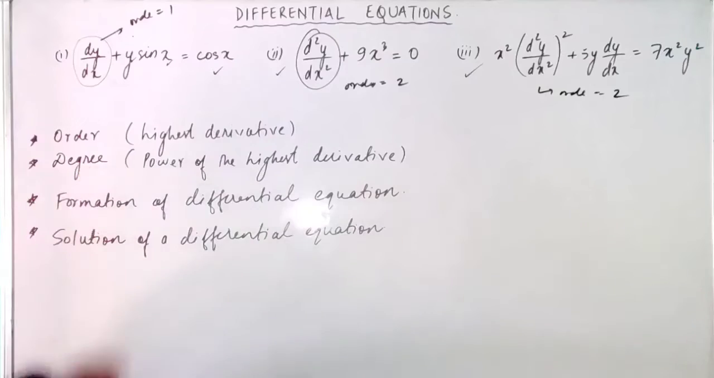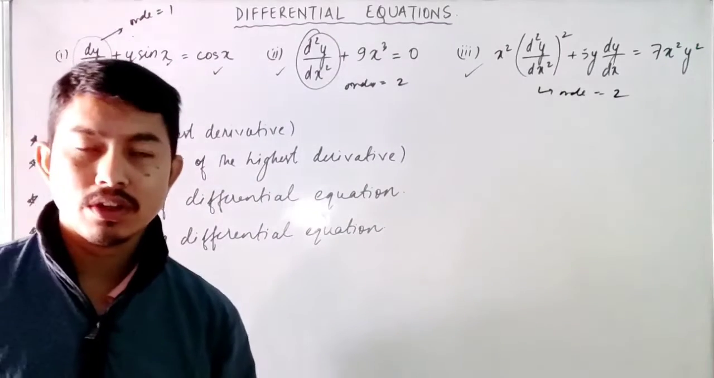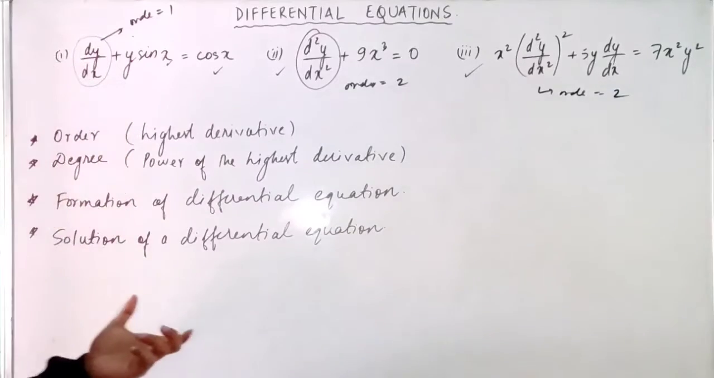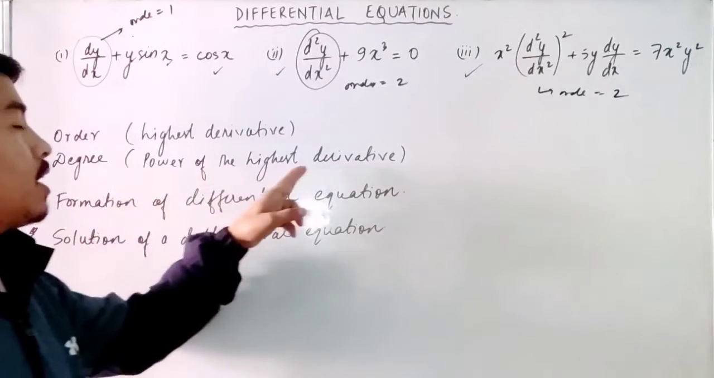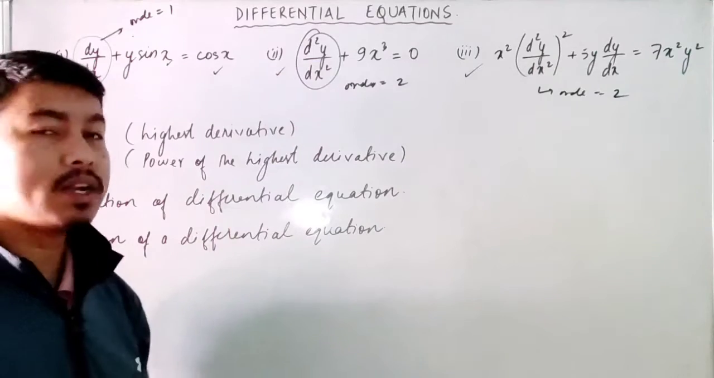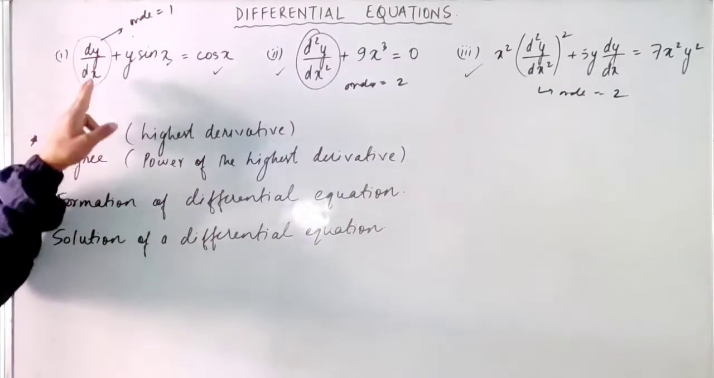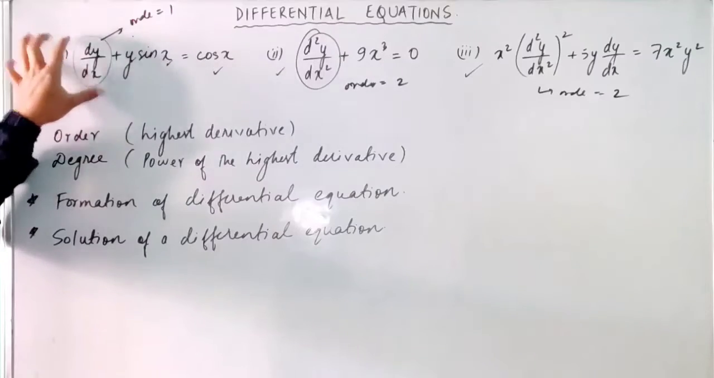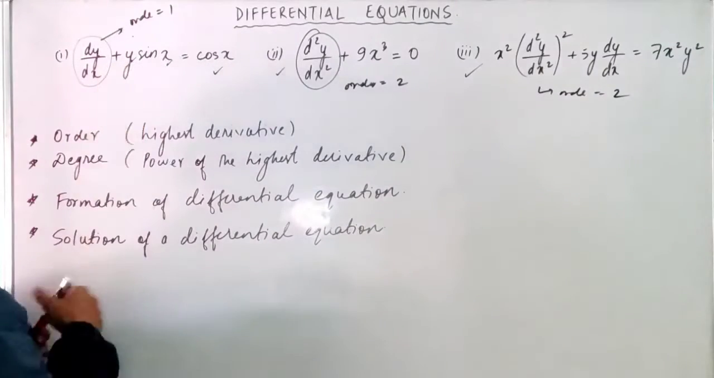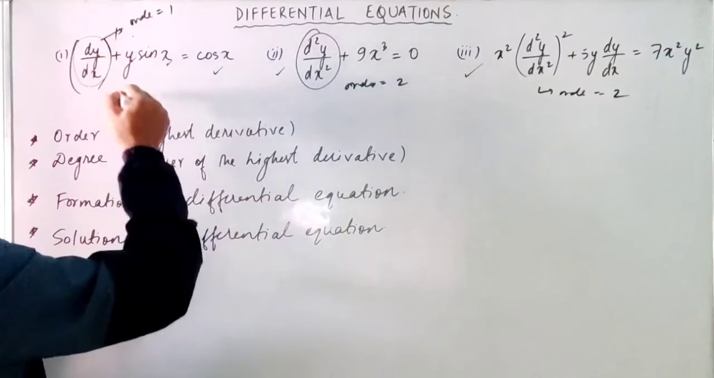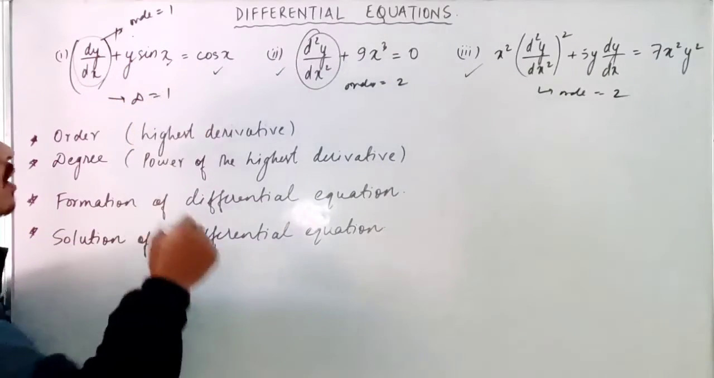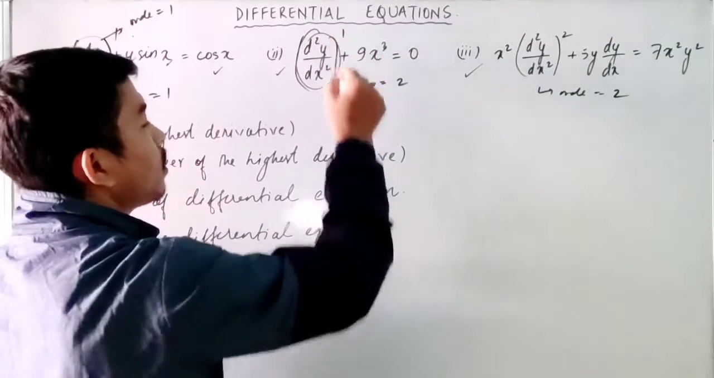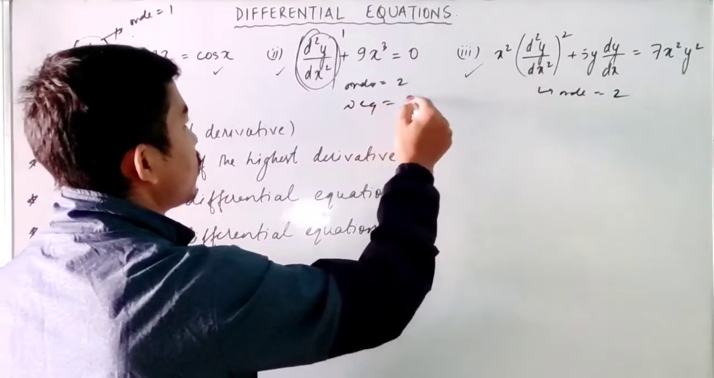Now coming to the second term, the degree of the differential equation. What is the degree? The degree of the differential equation is the power of the highest order derivative involved in that expression. Like in the first case, the highest order derivative is the first order, and the power of it is 1. So the degree is also equal to 1. In this, though the order is second, the power of the second order derivative is still 1, so the degree is also equal to 1.